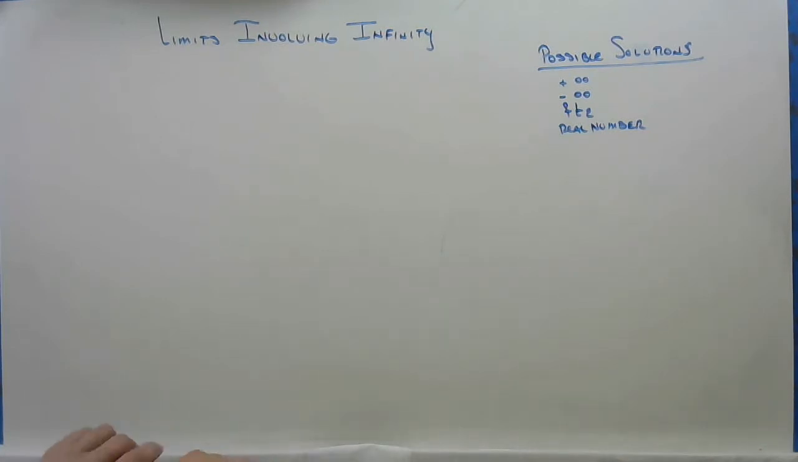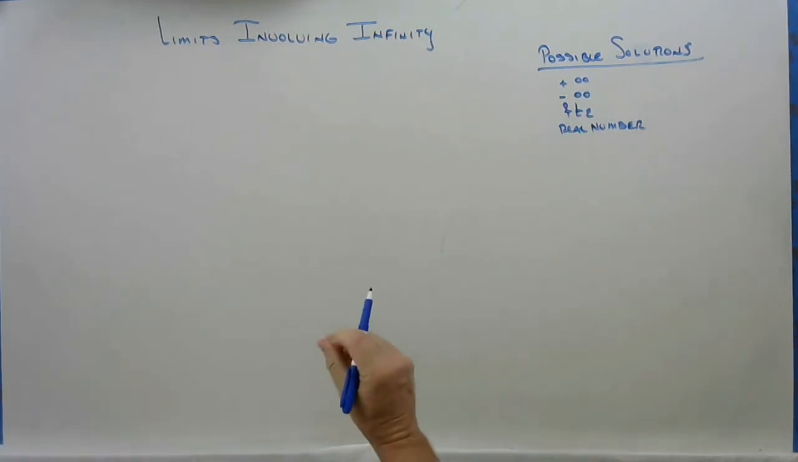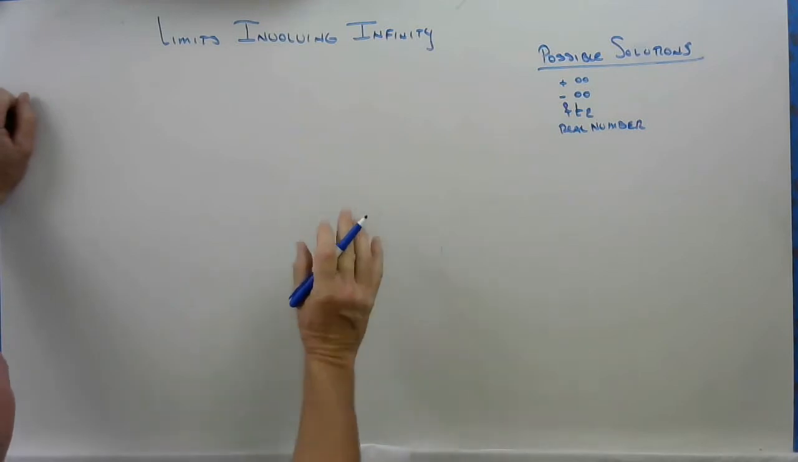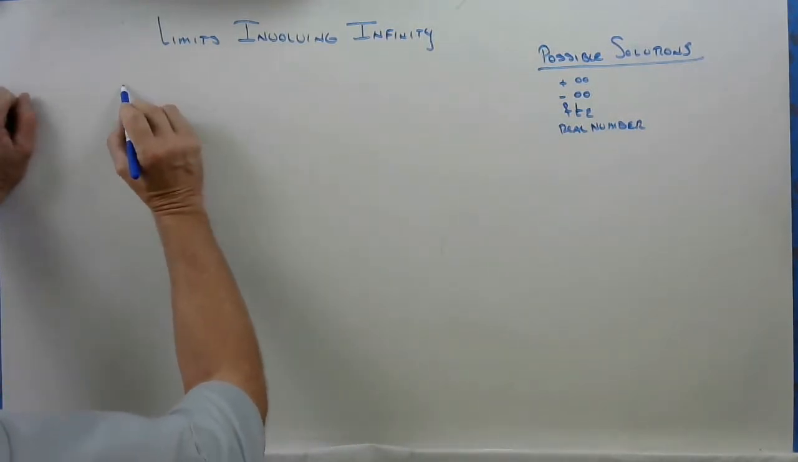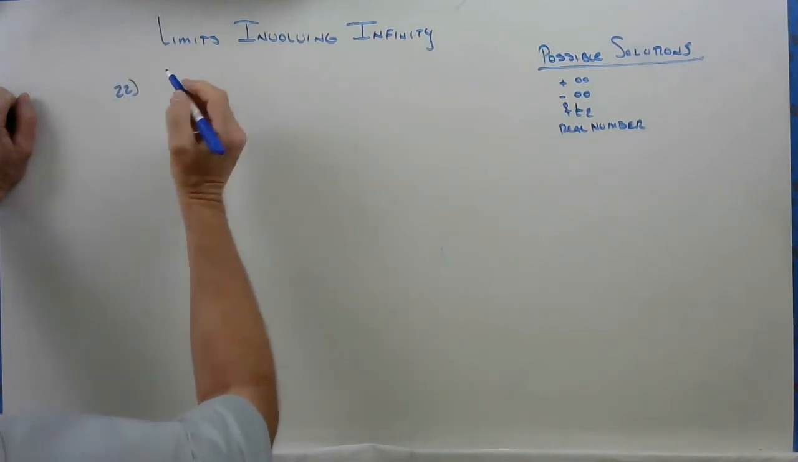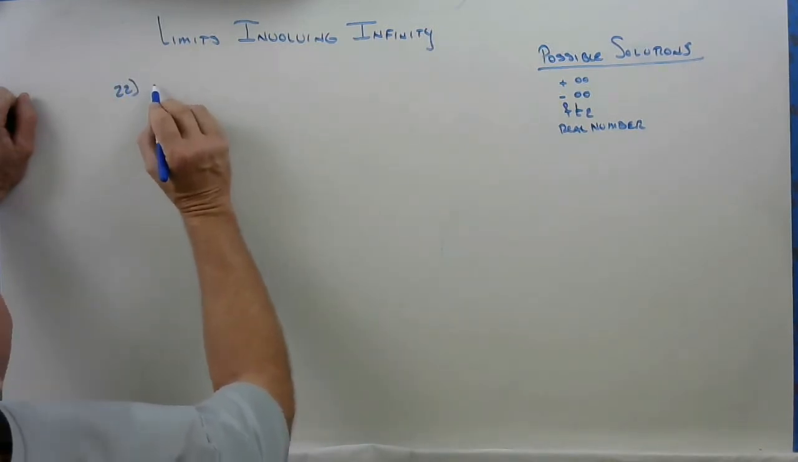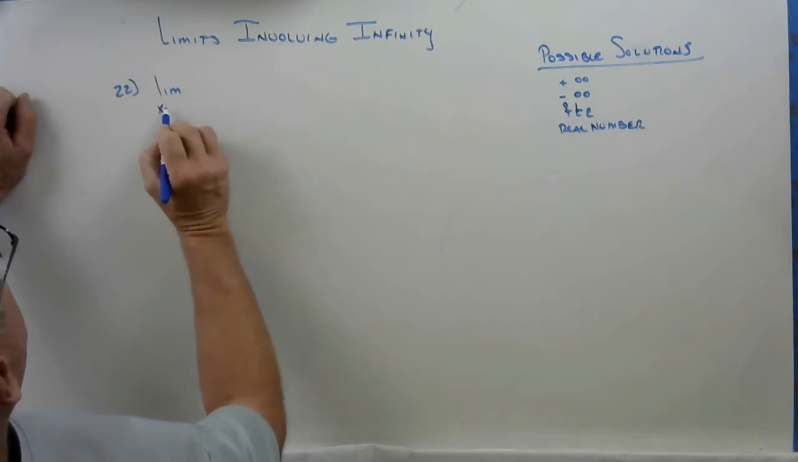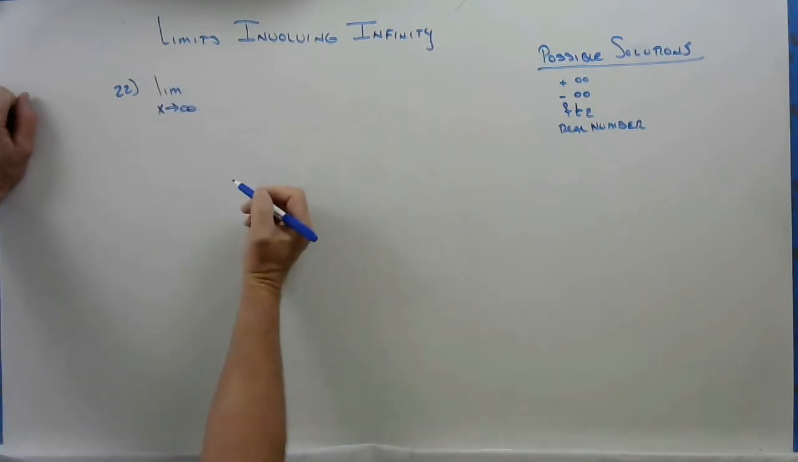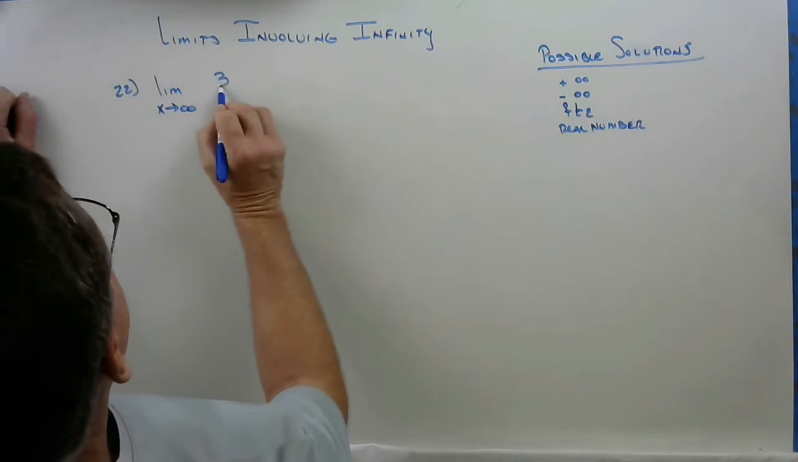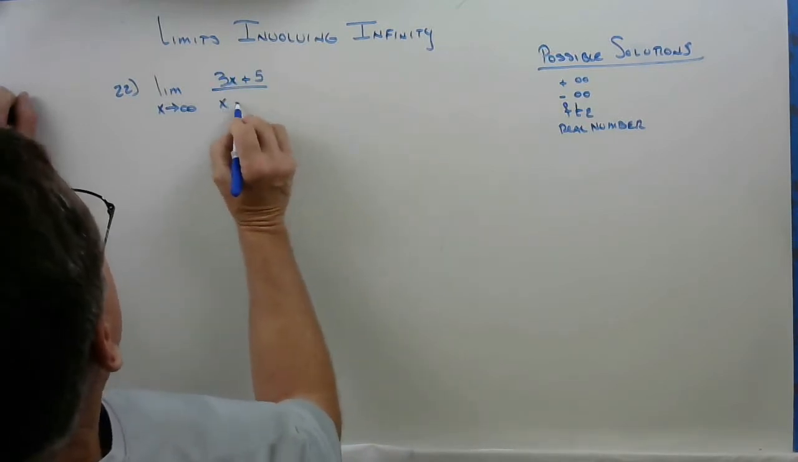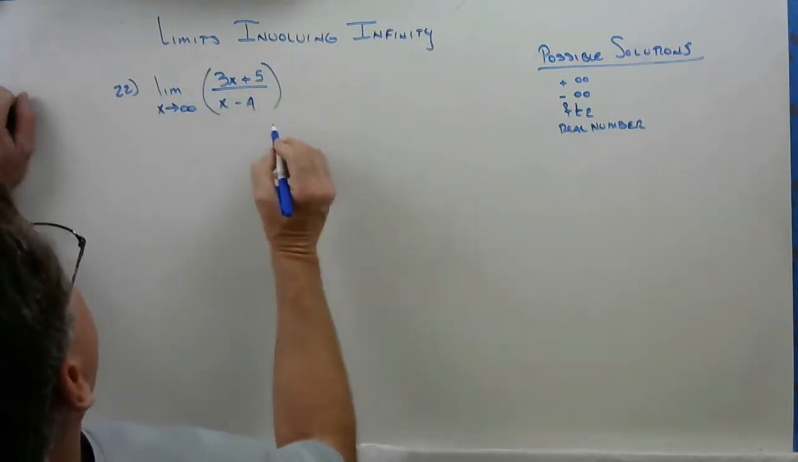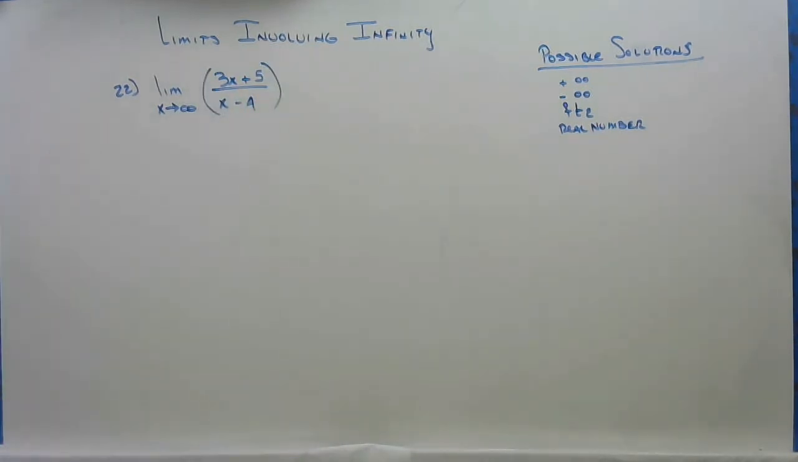Another possible problem might be a problem that works out like this. 22 from my book. The limit, but this time x is approaching infinity. And we have a rational function, 3x plus 5 divided by x minus 4. Okay, this is a very common limit problem where you're working with limits involving infinity.